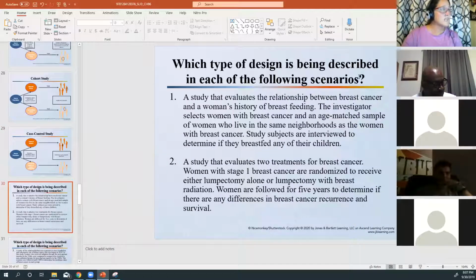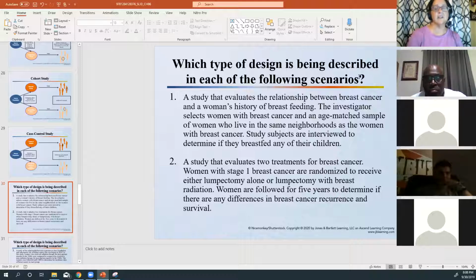So let's try it out, because you have some of these on the homework, and I know at least one person sent me an email asking, how does this work? Let's say I have a study in which I want to evaluate the relationship between breast cancer and a woman's history of breastfeeding. The investigator selects women with breast cancer and an age-matched sample of women who live in the same neighborhoods as the women with breast cancer, but these women don't have breast cancer; they're the controls. Both groups of women are interviewed to determine if they breastfed any of their children.